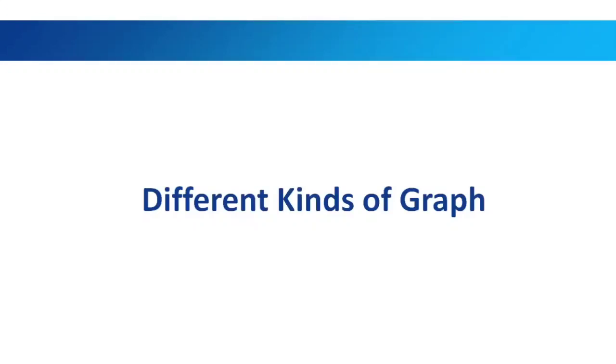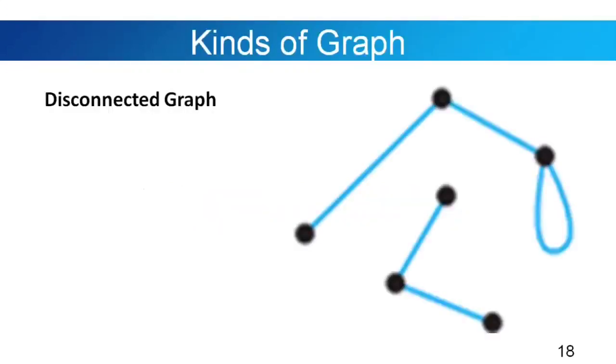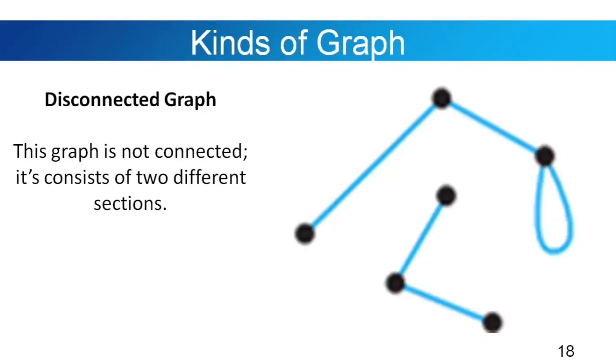Different kinds of graph. This graph is not connected. It consists of two different sections. It also contains a loop. Thus, its name is disconnected graph.